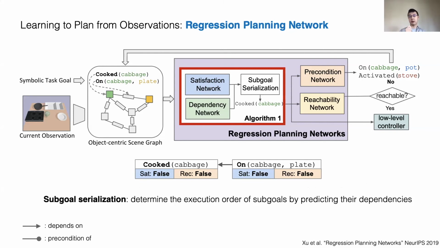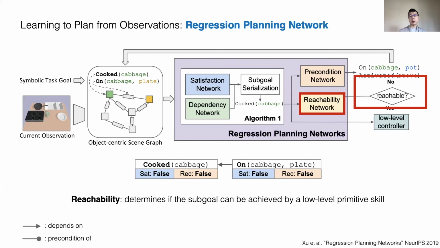One of the key algorithms we use here is called sub-goal serialization. It determines the execution order of all these sub-goals in order to make sure that the plan does not undo some of the already achieved sub-goals. So this needs us to explicitly model the dependencies among the sub-goals using a dependency network. And we formulate the sub-goal serialization as a directed graph prediction problem among the sub-goals. This is an essential component in our model to learn to achieve compositional complex goals, as well as generalizing to new goals.